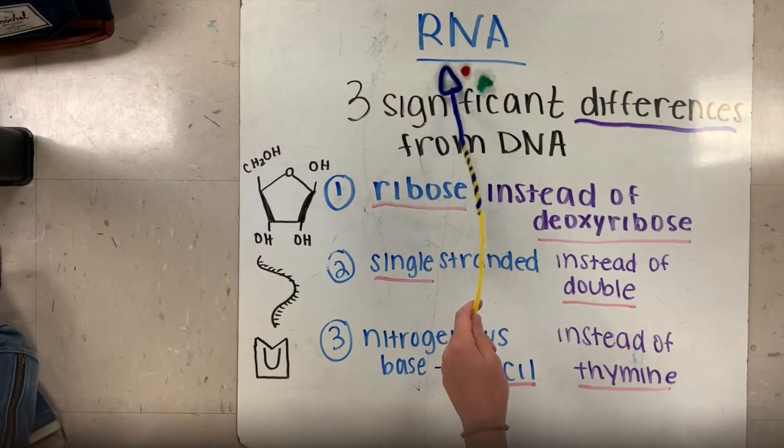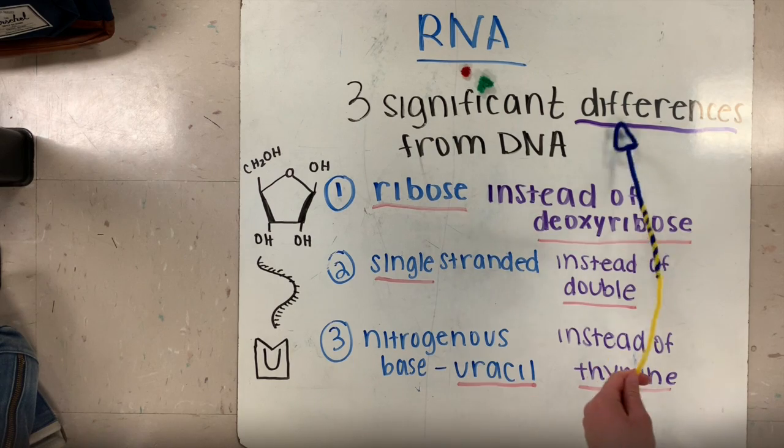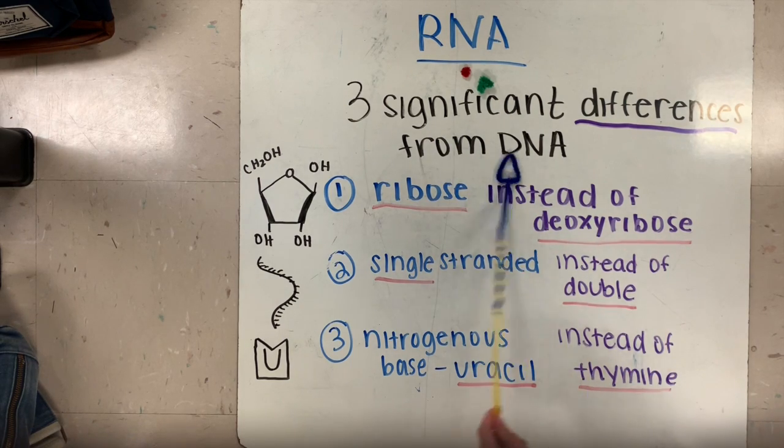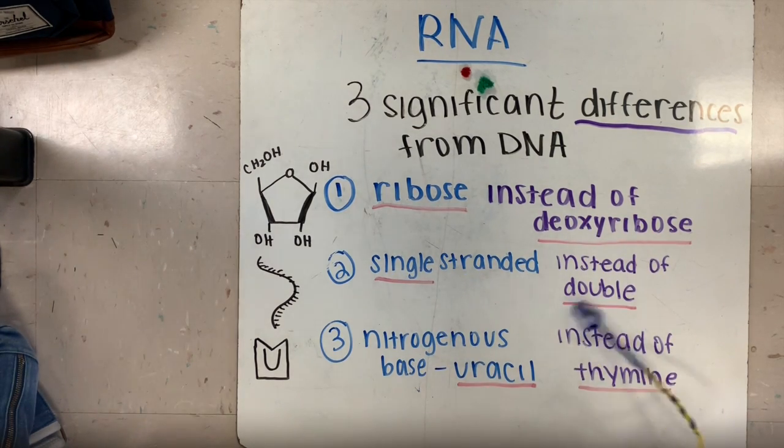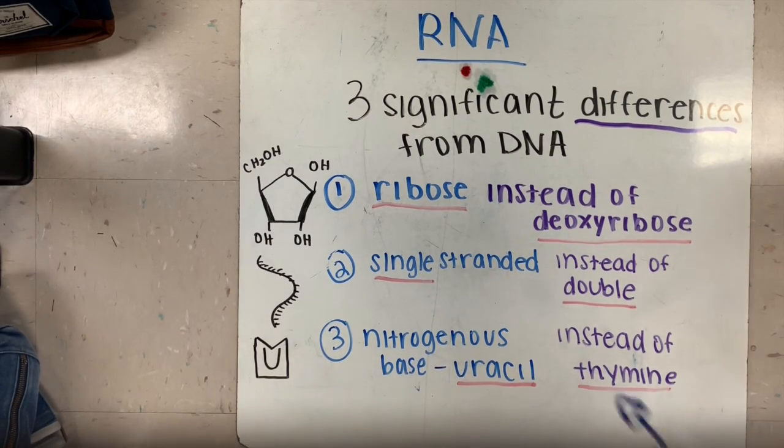RNA is very similar to DNA, but there are three significant differences between the two. First off, RNA has ribose sugar, while DNA has deoxyribose. Secondly, RNA is single-stranded, while DNA is double-stranded. And finally, RNA has the nitrogenous base uracil instead of thymine.